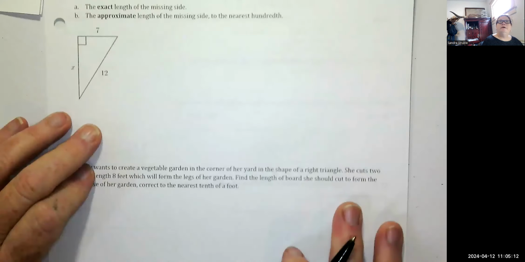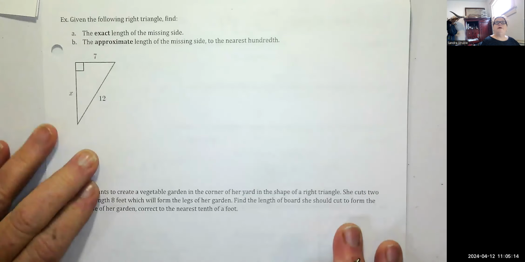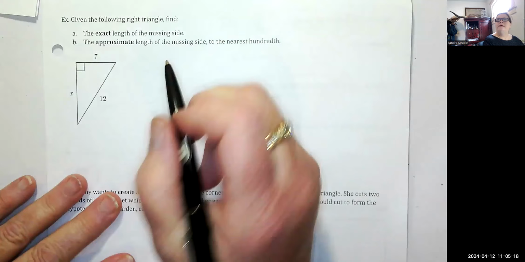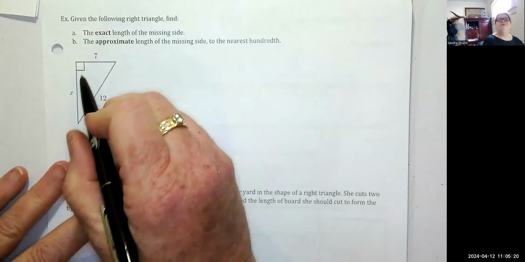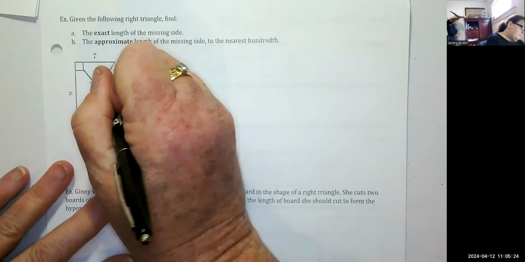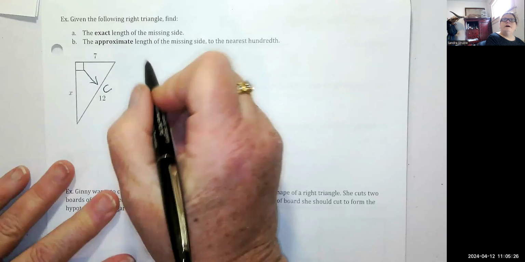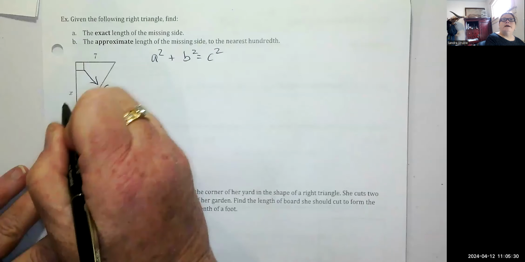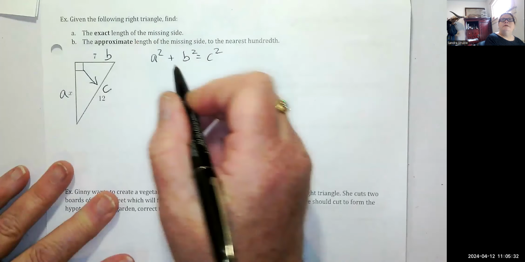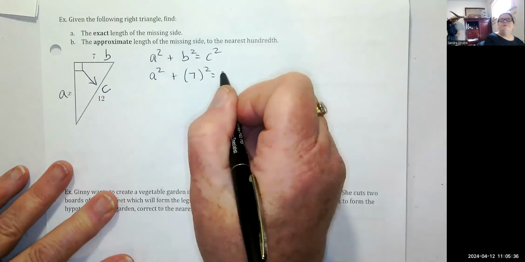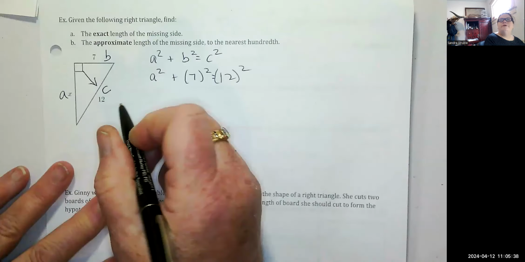Given the following right triangle, find the exact length of the missing side and the approximate length. I'll explain that to you as soon as we get to it. So let's find the missing leg. I know that this is my C, and that's all I need to know. I can go a squared plus b squared is equal to c squared. Let's call this a this time. We'll call this b. So a squared plus 7 squared is equal to 12 squared.